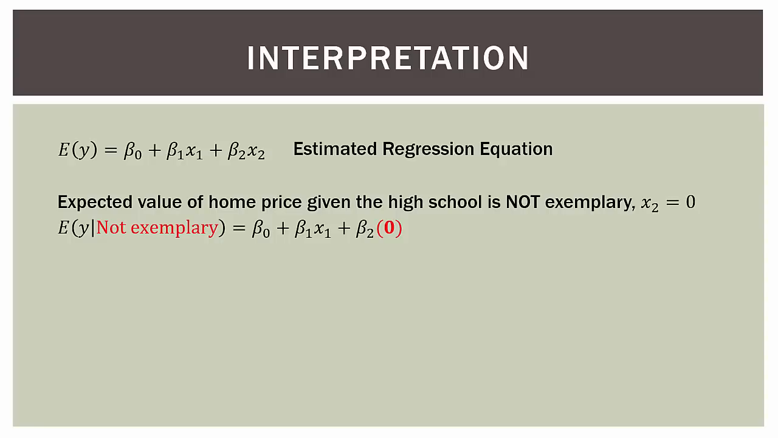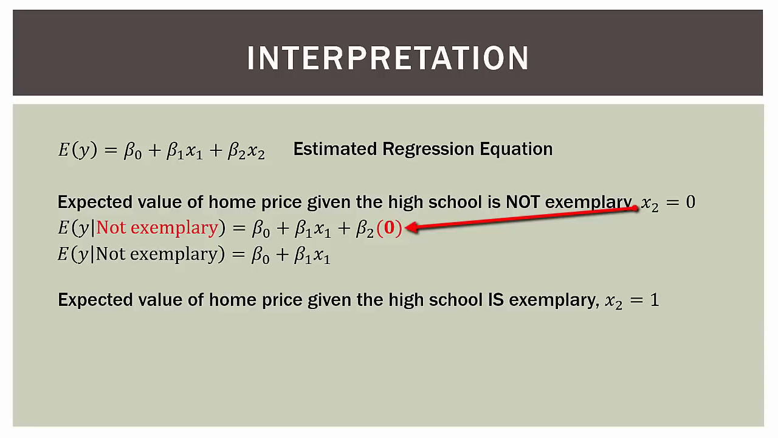So we're going to go ahead and change this estimated regression equation up there at the top to reflect that. So E, the expected value of y, our dependent variable, given, that's the straight line, given that the high school is not exemplary. So we rewrite that equation as beta 0 plus beta 1 x1 plus beta 2 times 0. Because remember, when x2 is 0, that means our high school is not exemplary. So we can go ahead and put that in for x2. Now we'll just do some simple algebra. Well, beta sub 2 times 0 is 0, so it basically disappears. And we're left with beta sub 0 plus beta 1 x1.